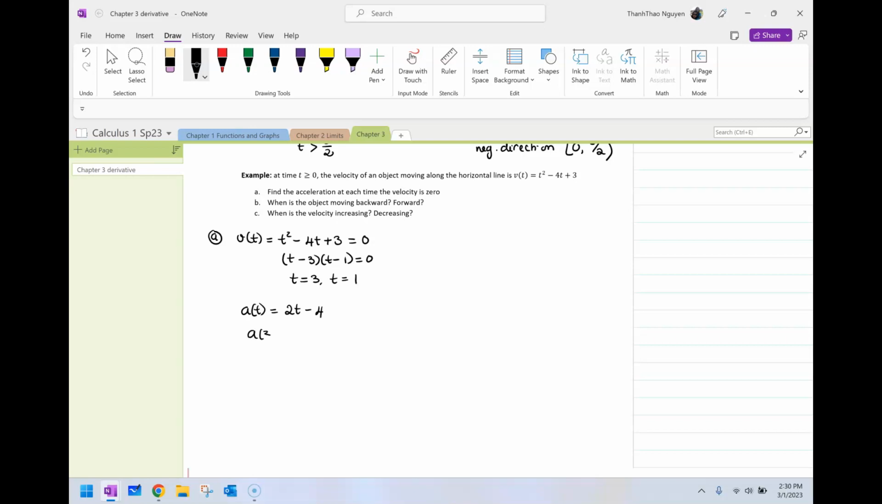So a of 3 is equal to 2 times 3 minus 4, which equals 2 meters per second squared. A of 1 is equal to 2 times 1 minus 4, which is negative 2 meters per second squared. In the next question, we are asked to find when the velocity of the object is moving backward or forward. So recall, v of t greater than 0 means the object is moving forward.